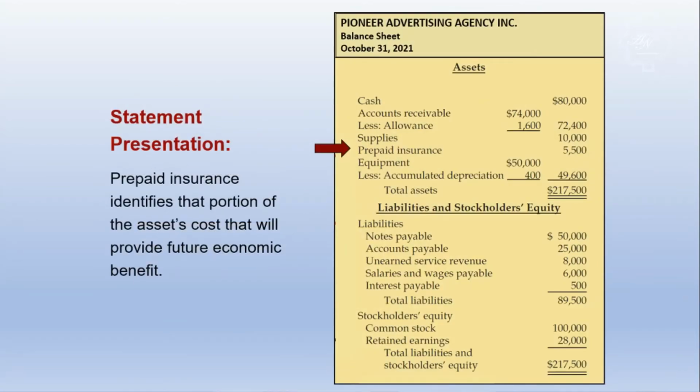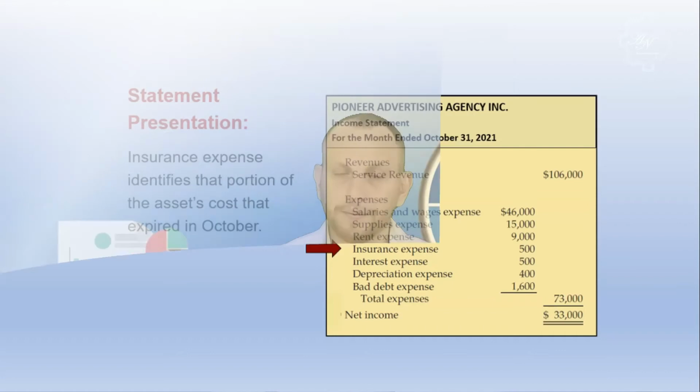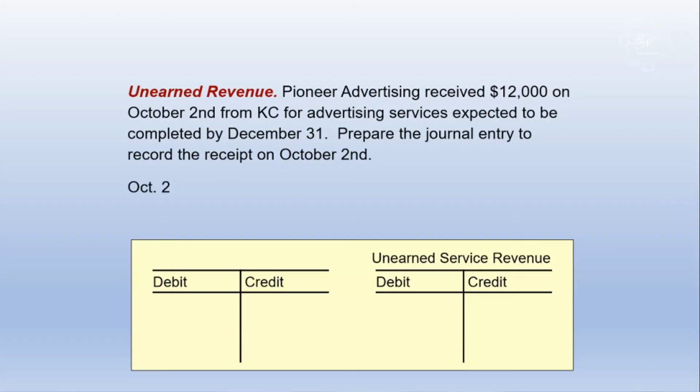And we can see here prepaid insurance in the balance sheet and insurance expense in the income statement. If we want to talk about unearned revenues, for example, Pioneer Advertising received $12,000 on October 2nd from KC for advertising services expected to be completed by December 31. Prepare the journal entry to record the receipt on October 2nd.